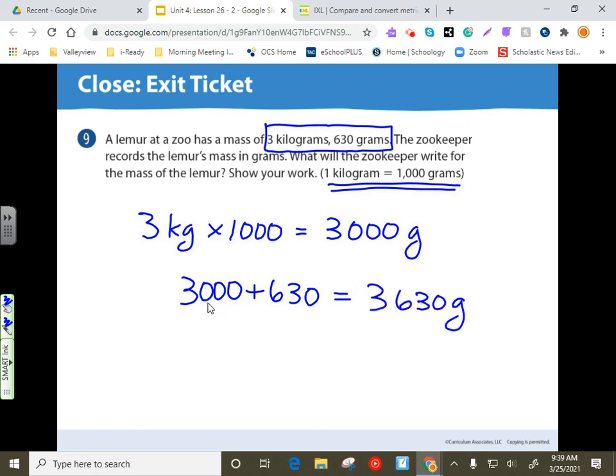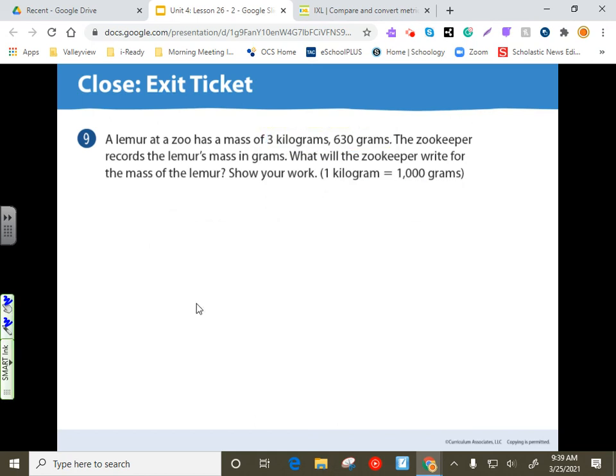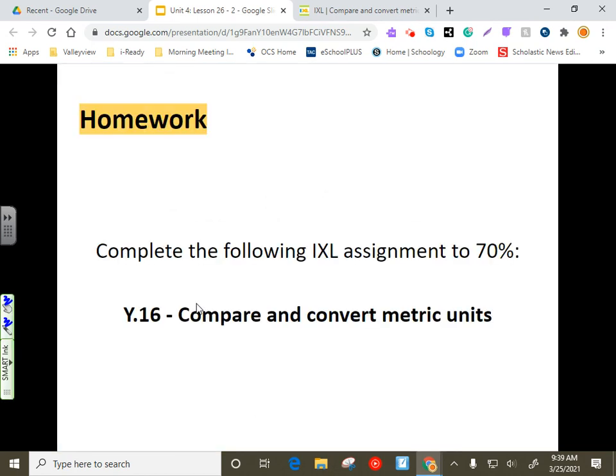And that is your lesson on multi-step conversions for today. The iExcel is not involving multi-step. We'll do that tomorrow. But for today, I thought you'd use some more practice with comparing and converting metric units. So try your hand at that and let me know if you need any help.